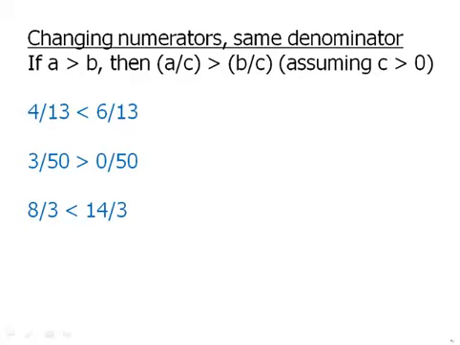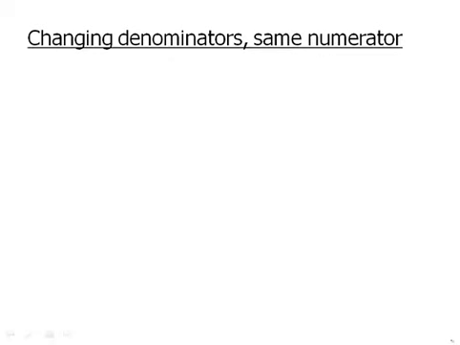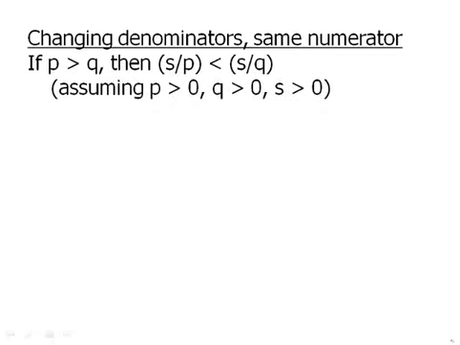Now, let's talk about the case of changing denominators, same numerator. This is the one that can confuse people sometimes. It's a little bit anti-intuitive. If the numerators are the same, then making the denominator bigger makes the fraction smaller, and making the denominator smaller makes the fraction bigger. If we think about fractions as division, if we have a certain number of cookies, well, if we divide it by more children, then each child is going to get fewer cookies. But if we divide it by fewer children, each child is going to get more cookies.